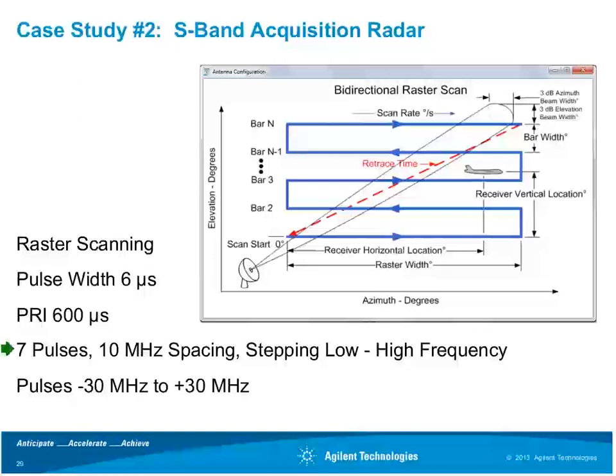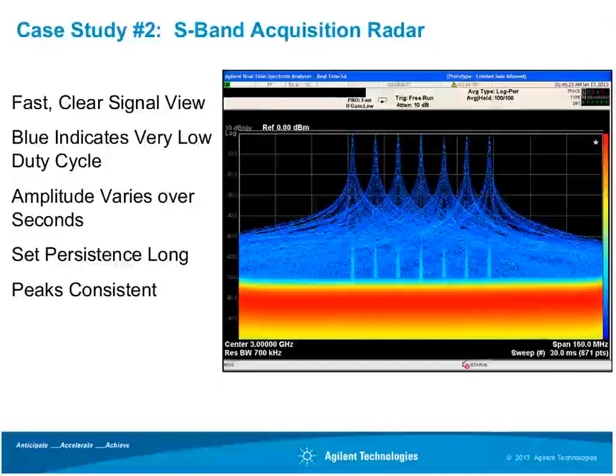The pulses come out in groups of 7 with a stepping frequency pattern of 10 megahertz. So stepping from low to high frequencies in 10 megahertz increments, 7 pulses, and then a gap before the repeating rate of 600 microseconds. So they're spanning minus 30 megahertz relative to the center frequency to plus 30 megahertz. And a real-time signal analyzer provides an excellent view of this signal, even though the duty cycle is relatively low.